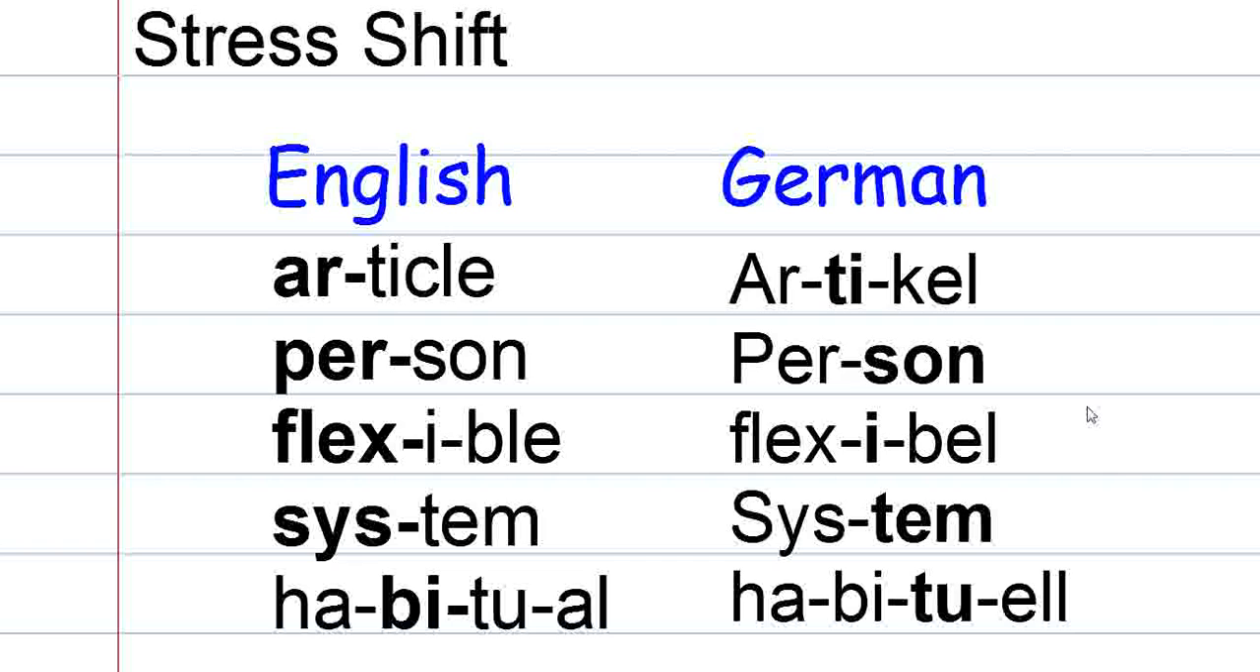So we say person in English, and in German, Person. In English, flexible. In German, flexibel. In English, system. In German, System. In English, habitual. In German, habituell. So similar, but the emphasis will be different.